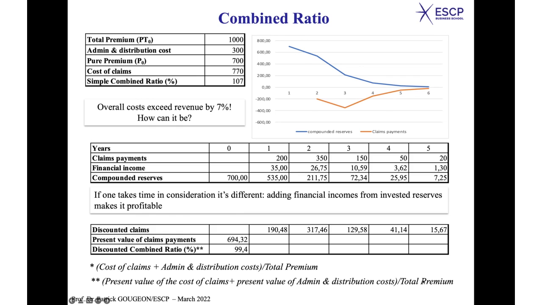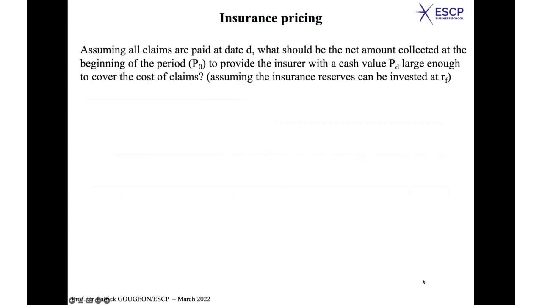Okay? Well, but then you see how it works. So you build a reserve to start with, and this reserve is used to pay claims over the years. And this reserve, invested, generates a financial income, which contributes to the overall balance of the insurer. Okay? So, having said that, now let's come back to how to calculate P0, to insurance pricing, really.